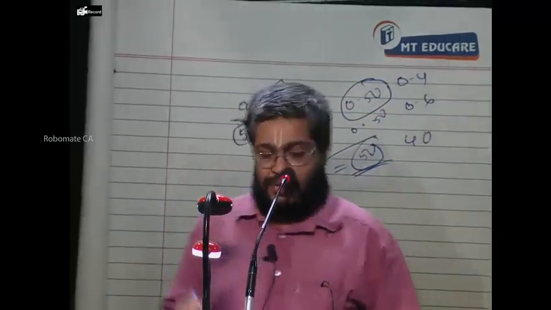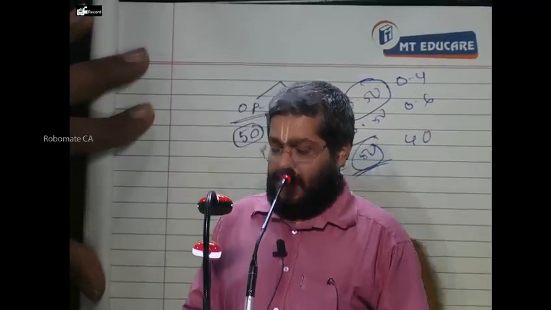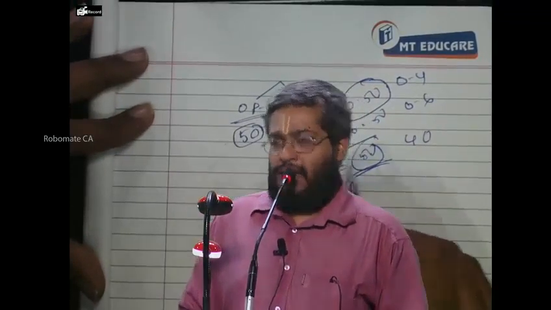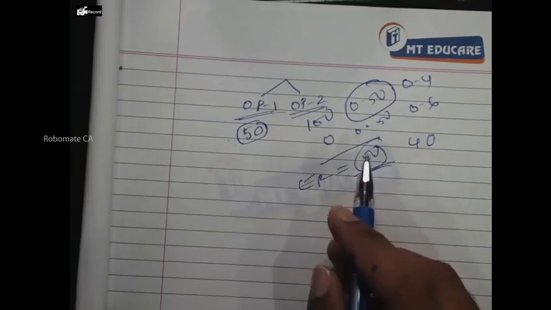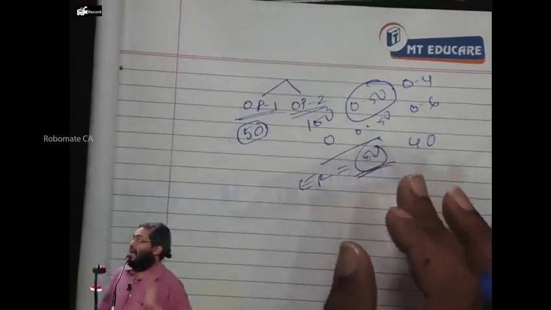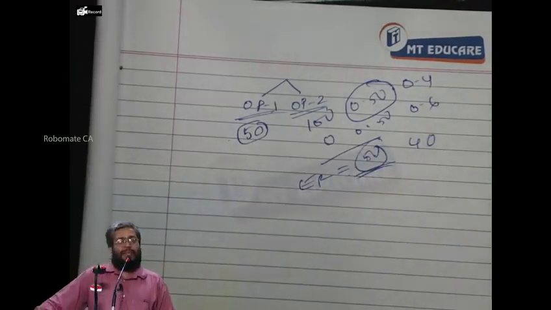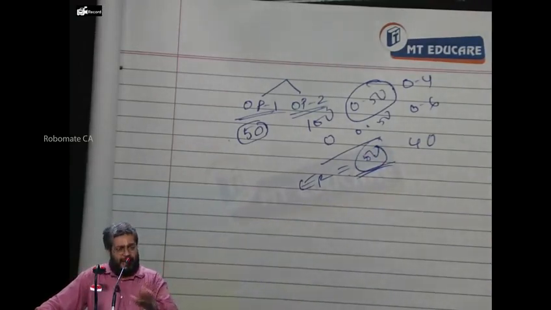Called as what? Risk neutral. He says 50-50. He says, this is also 50, this is also 50. Both are equally the same. I don't worry about risk at all. The risk may be there, risk may not be there. He does not see risk. His only aim is what? To serve with the maximum return.